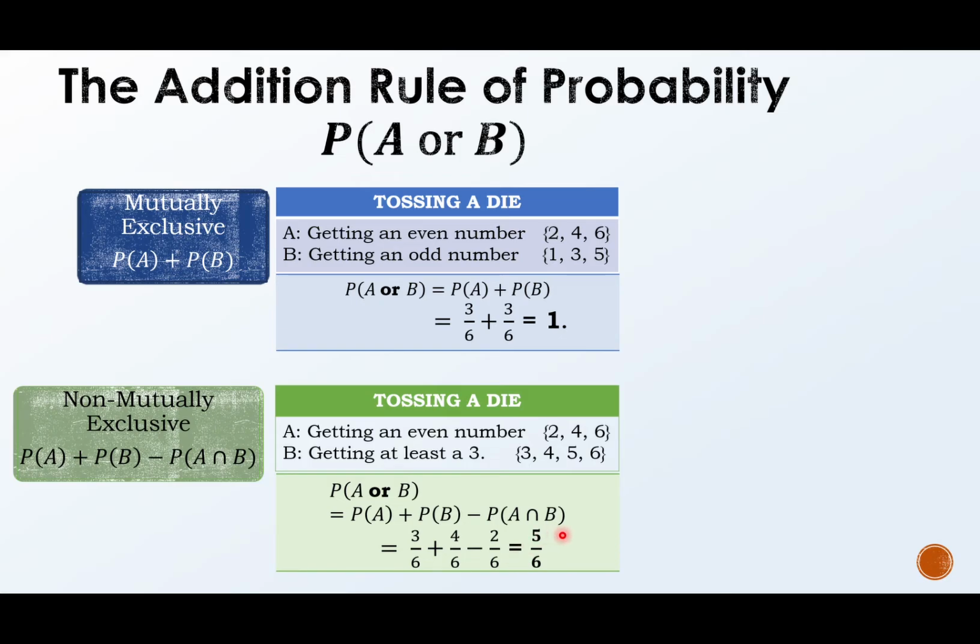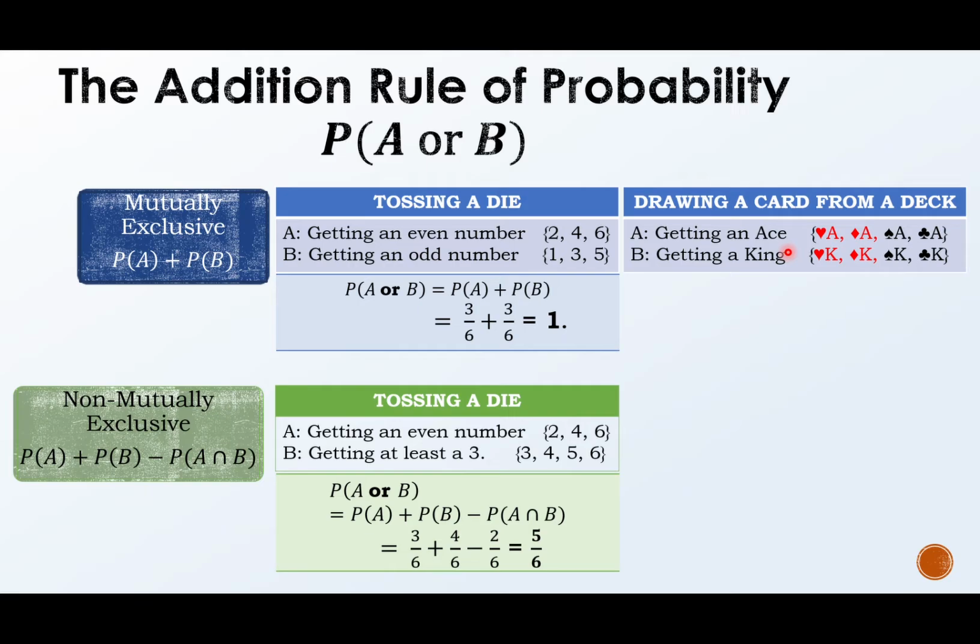Let us have another example. Getting a card from a standard deck. Remember, your deck of cards, meron tayong 52. So, event A is getting an ace. Ito yung laman ng event A. Event B is getting a king. These are the elements of event B.